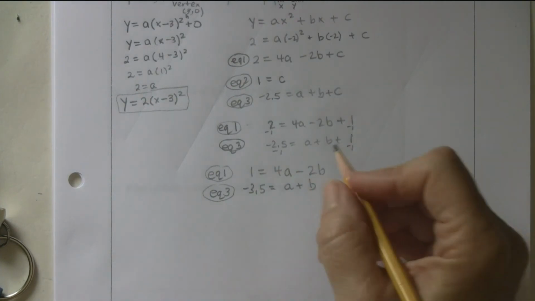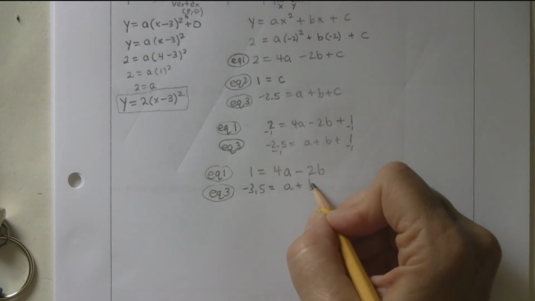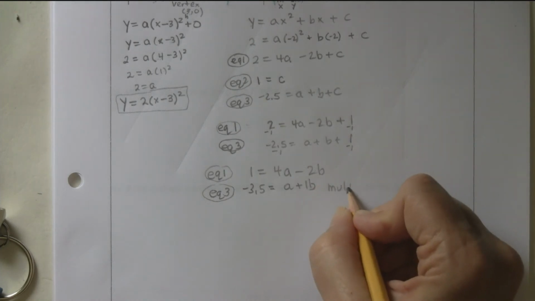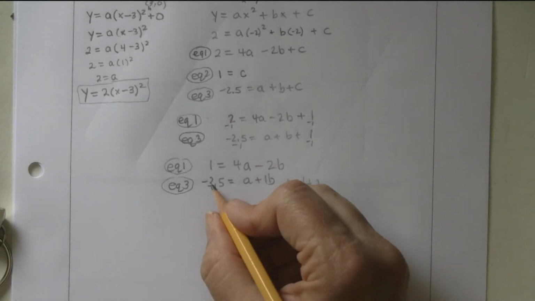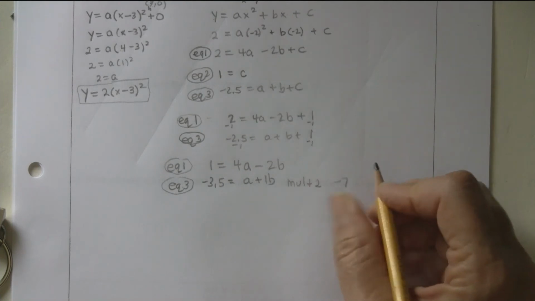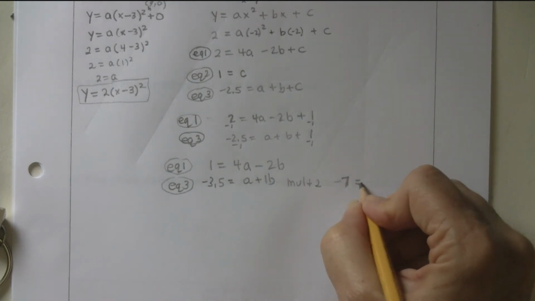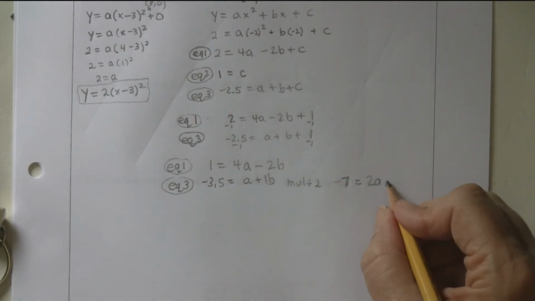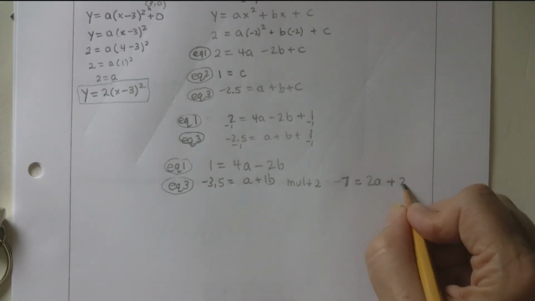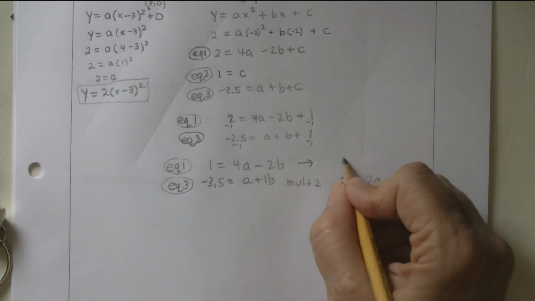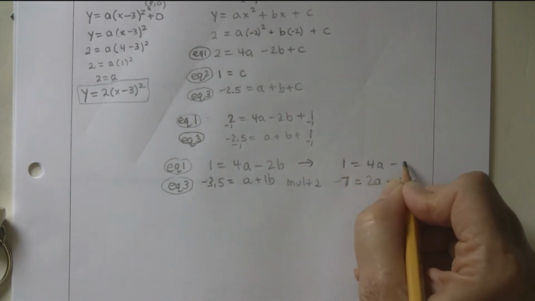And then I think I would eliminate b. And in order to eliminate b, I need to make the coefficients opposites of one another. And the coefficient of b right now is 1. And so if I multiplied equation 3 by 2, so 2 times negative 3.5 is negative 7. That's kind of nice. And 2 times 1a is 2a, plus 2b here. And then the equation 1, I didn't do anything with it. So 1 equals 4a minus 2b.